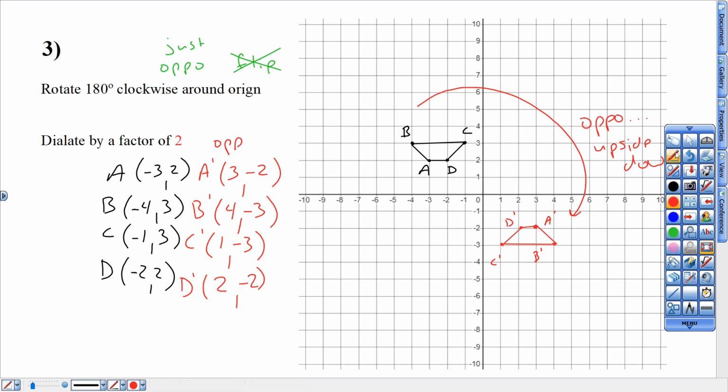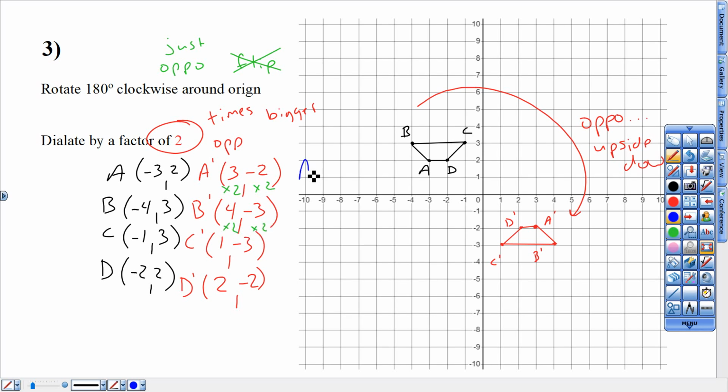And now if I do a dilation, that means I'm timesing. If that's a whole number, it's going to get bigger. I'm timesing, so I'm going to times each of those numbers by 2. I'm timesing these by 2. That's going to double it. It's going to get bigger. I'll draw those in blue.